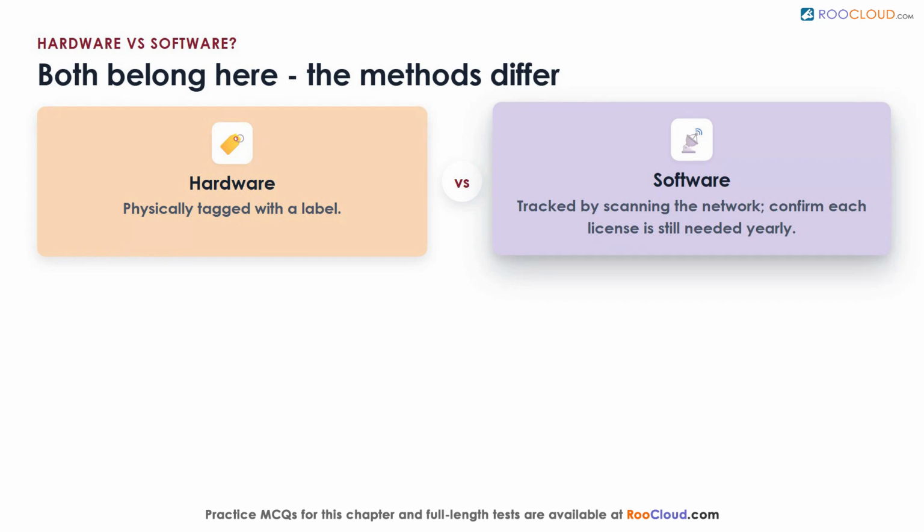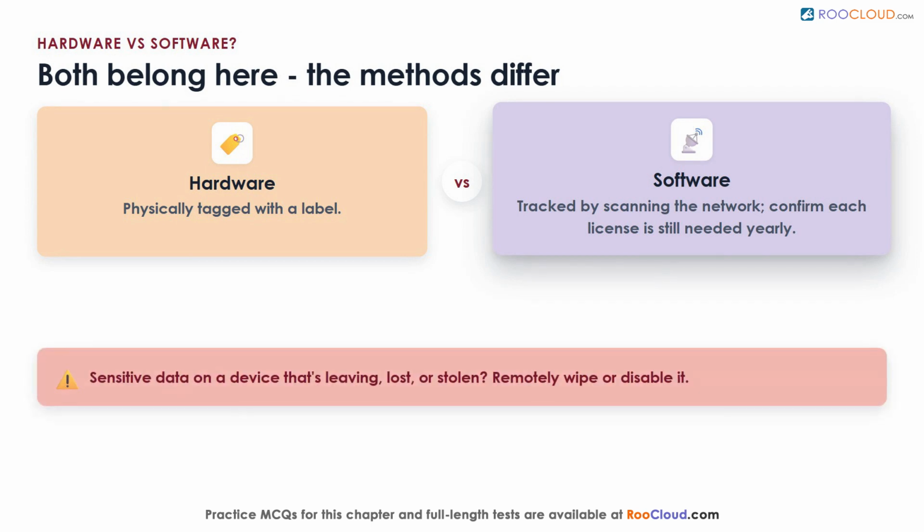And here's a final safeguard worth knowing. Some assets hold sensitive data. When someone announces they're leaving, you may need to act. The same is true if a device is lost or stolen. In those cases, you can remotely wipe or disable it.